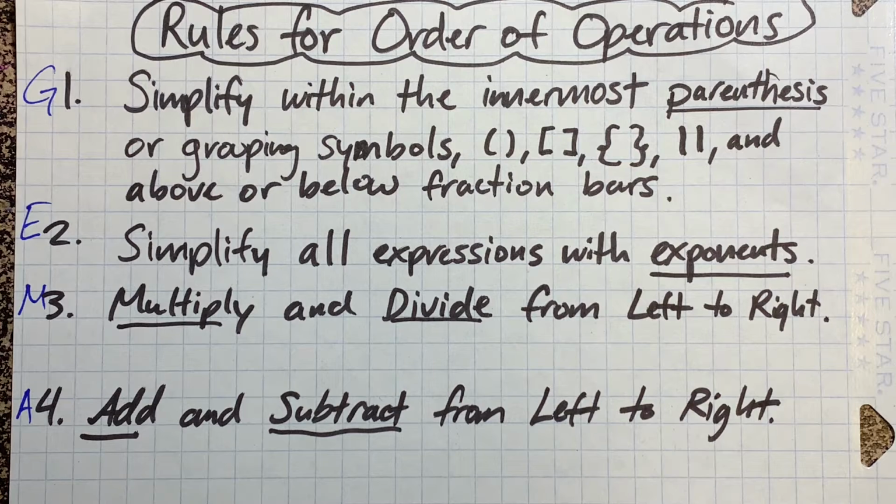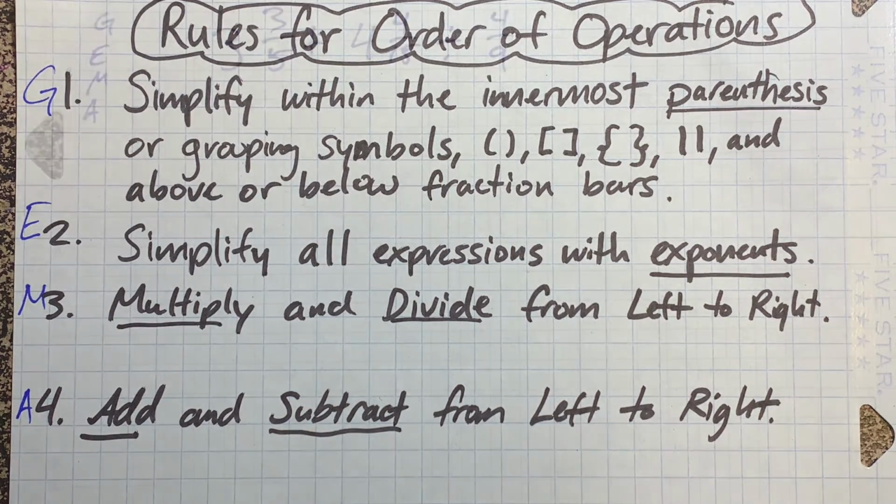The second step is that we want to simplify all the expressions that have exponents. Once you're done with that, you're going to multiply and divide from left to right, whichever comes first, for your multiplicative operations. And then last, your additive operations of addition and subtraction, whichever comes first from left to right.